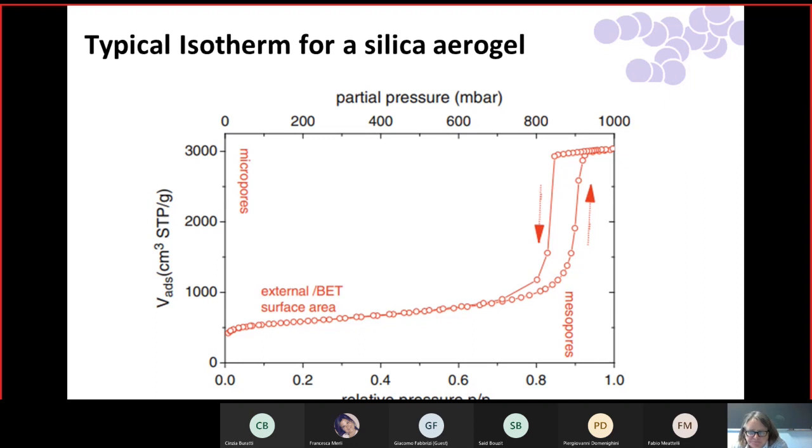What you have is the adsorption branch, where you're adding material, and this is the desorption branch. This is typical for a silica aerogel. Down here in this region is where you are filling micropores, and this information tells you something about the micropores. This area in here.